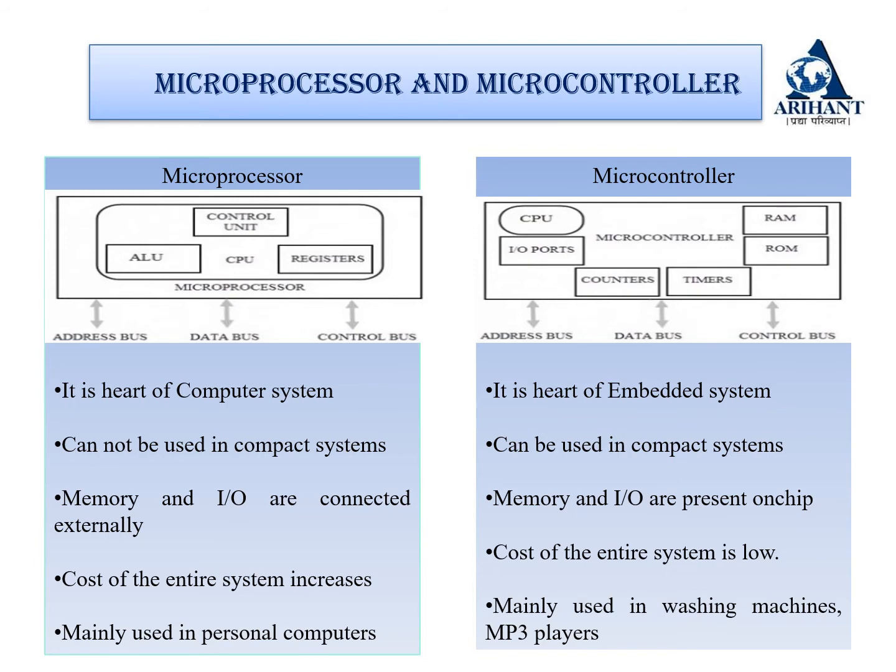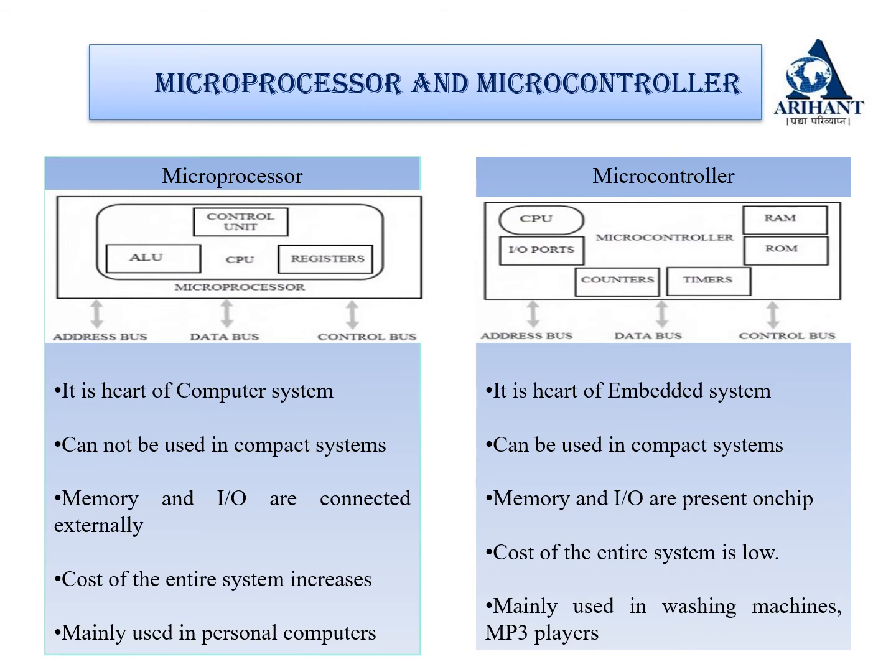And as we can see in the block diagram, memory and I/O are connected externally in a microprocessor because they are not present internally, whereas memory and I/O are present on chip in a microcontroller. The cost of the entire system increases with a microprocessor, whereas the cost of the entire system is lower with a microcontroller than with a microprocessor.